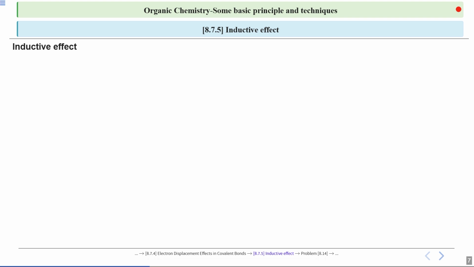Let's start with the inductive effect. It is very important to understand this inductive effect. It will help us to determine two things: first of all, the physical properties, and also, most importantly, the chemical properties.